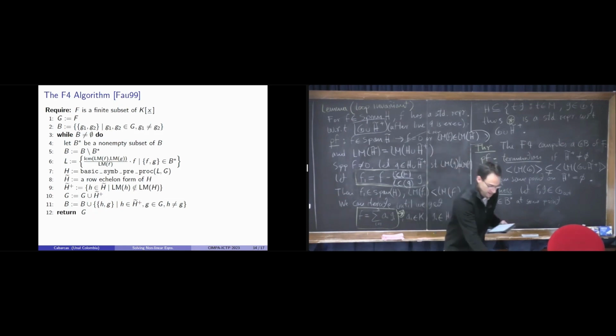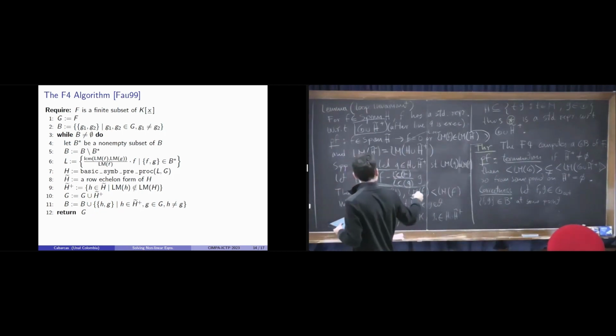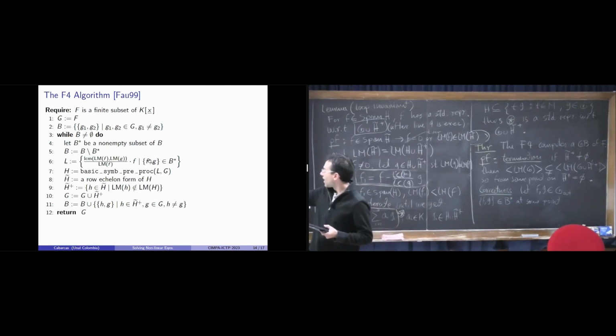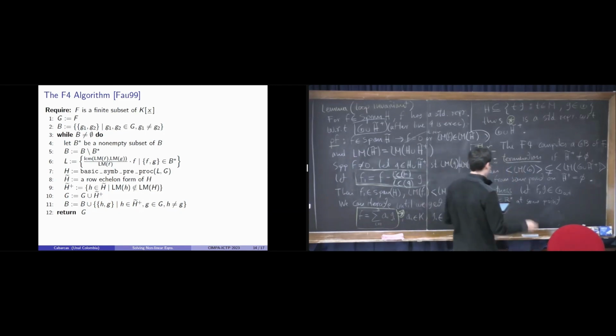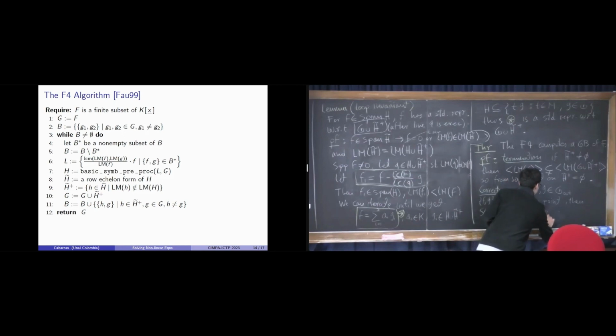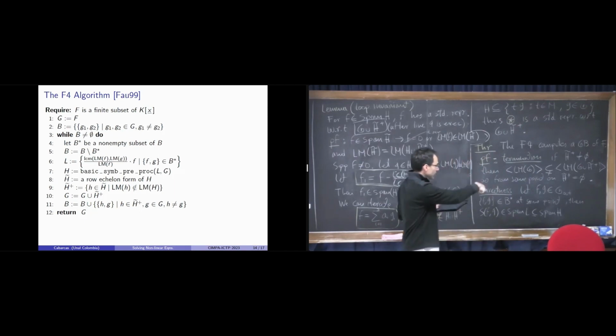And when that pair was considered, the S polynomial was in the span of L, because this is precisely what you need to compute the S polynomial. And the S polynomial is a linear combination of two things of this form. So the S polynomial of f and g was in the span of L in that loop at that point, and then obviously also in the span of H.